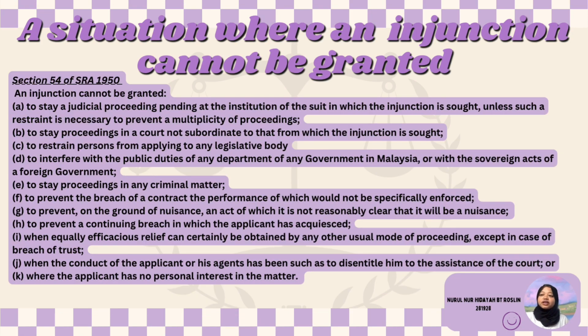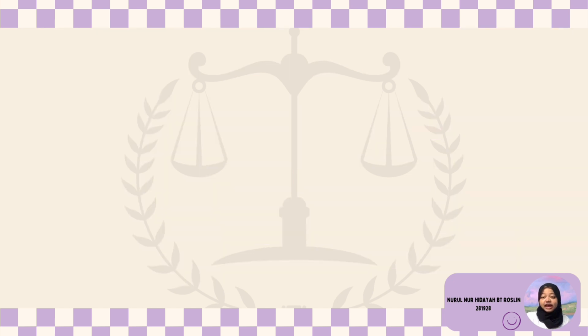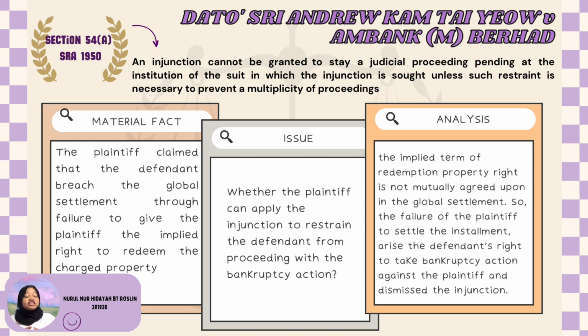Moving on, we will further explain the situations where the injunction cannot be granted by the court. These situations are actually stipulated in Section 54 of the Specific Relief Act. In simple words, the first situation provided in Section 54A usually arises when the applicant sought an injunction without a necessary purpose like to prevent multiple court proceedings, but instead it is sought to prevent a pending judicial action from happening.